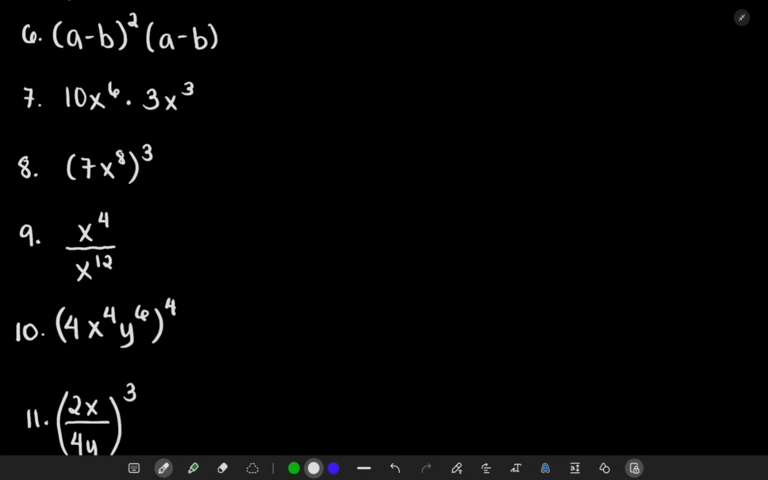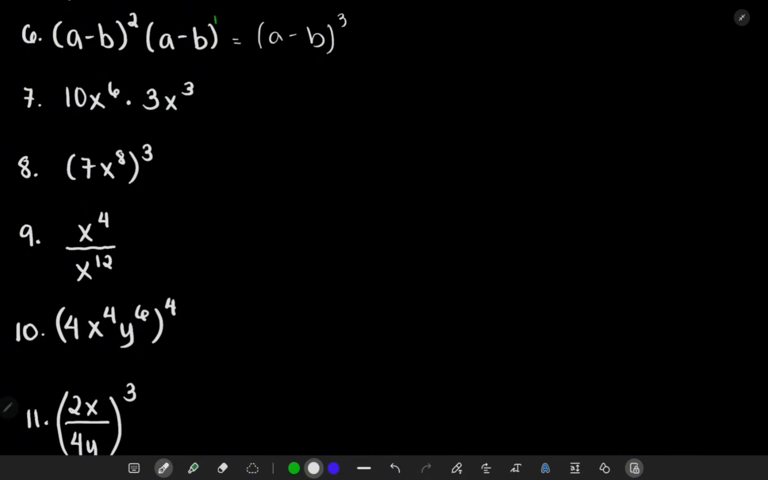Then number 6. Kung mapapansin nyo, meron tayong common base which is si a minus b. So let's copy that base. So we have a minus b. And dito naman meron tayong invisible one na exponent dyan. So let's add the exponent. So we have 2 plus 1, so that is 3.